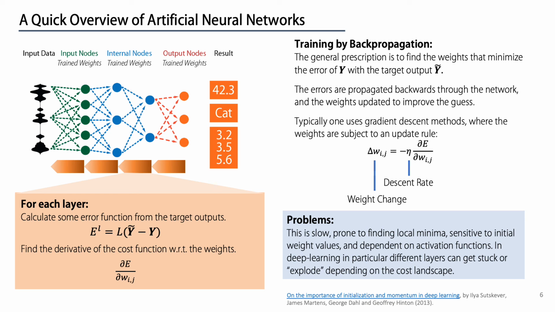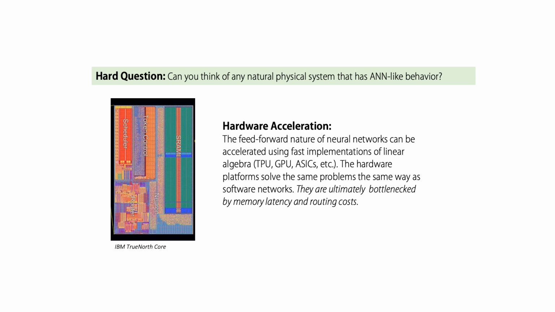The problems are that this is quite slow. It's prone to finding local minima, it's very sensitive to initial weight values, and dependent on activation functions. In deep learning in particular, when there's many different layers, this process can actually get stuck or even explode, depending on the cost landscape.